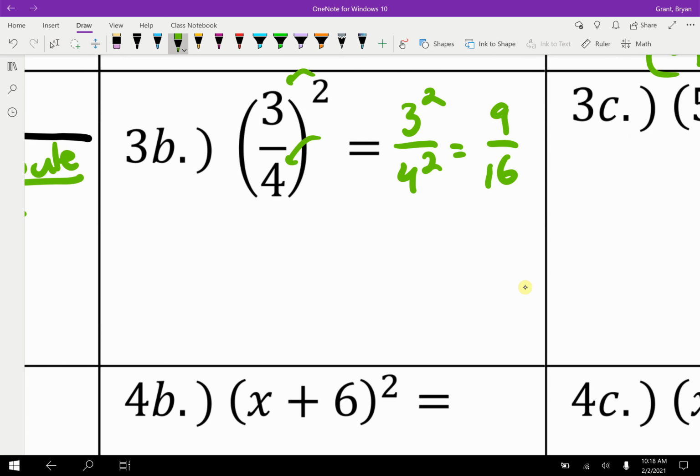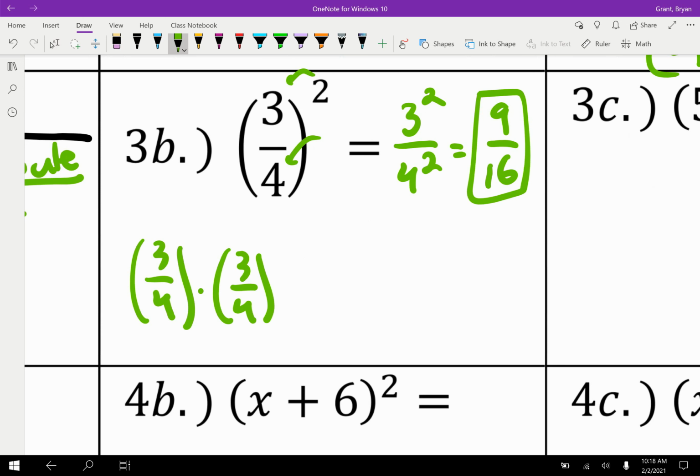9/16. Could you use PEMDAS? Certainly. 3/4 squared means 3/4 times itself. That's using the exponent. And then we use multiplication and multiply straight across, and that works too.